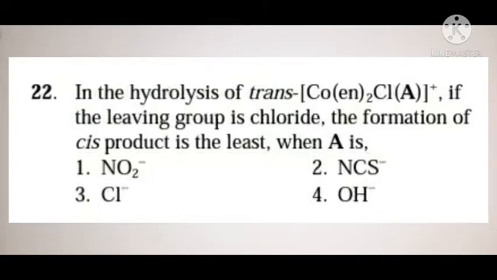Okay friends, so in this question they give you a condition of hydrolysis of this trans complex, and in this complex the substituted ligand is chlorine or chloride ion. Now you must find that the formation of cis product is least when this A is out of these four options. This question is coming for 2 marks, that means it is related to your part B. Understand? Okay, so let's do the solution of this question.